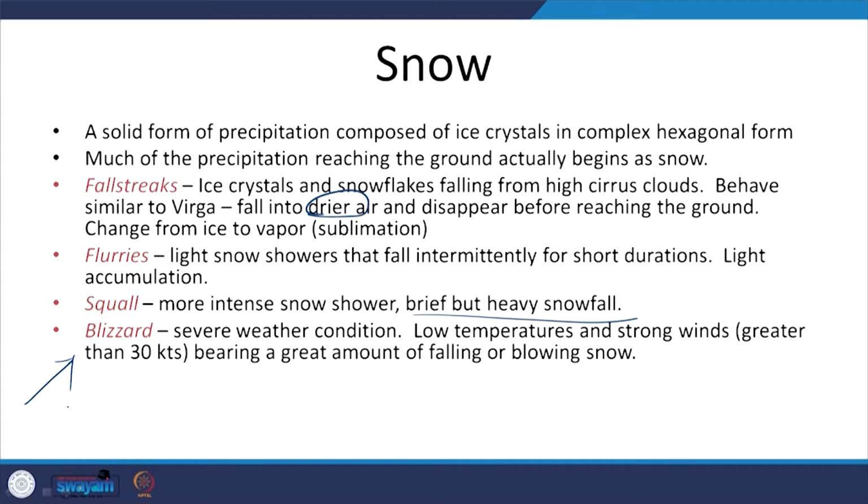So, temperatures will be very low to be able to cause this kind of an event. So, low temperatures and strong winds greater than, let us say, 30 knots, bearing a great amount of falling or blowing snow. So, this kind of severe snow events are generally called blizzards, right.